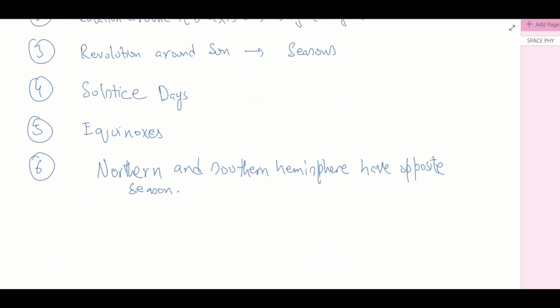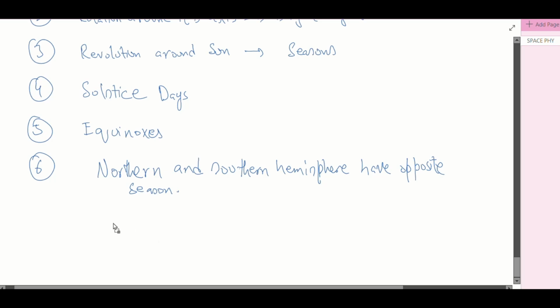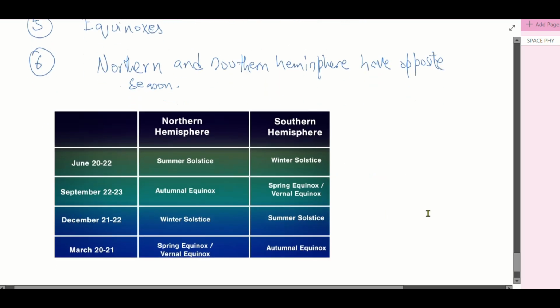I'm also sharing another image here so you can get the tabular form for both regions. The days are here and the regions are here, so you can see where we get summer, the south gets winter. Here we have an autumn season, the south has a spring season.